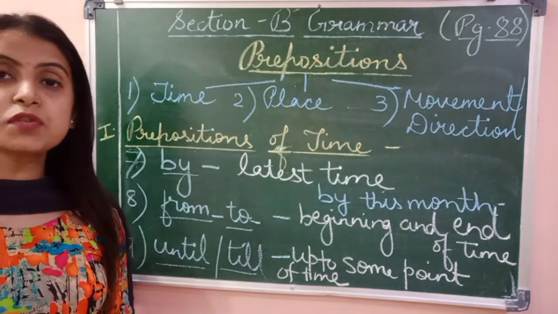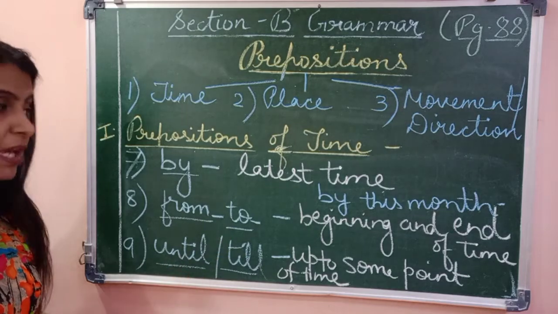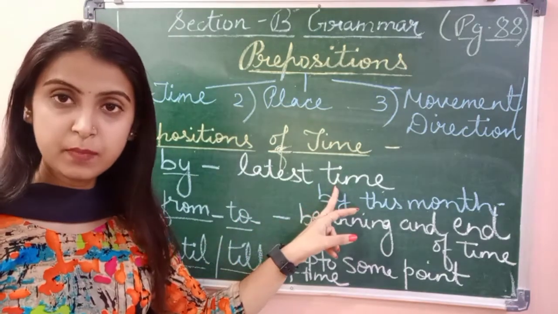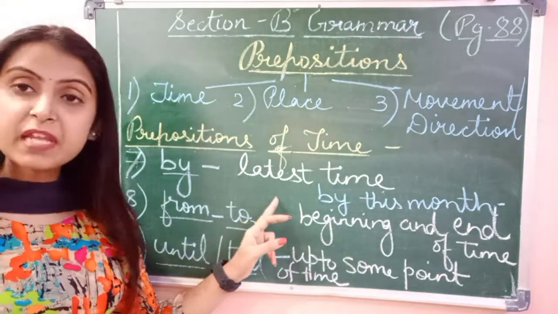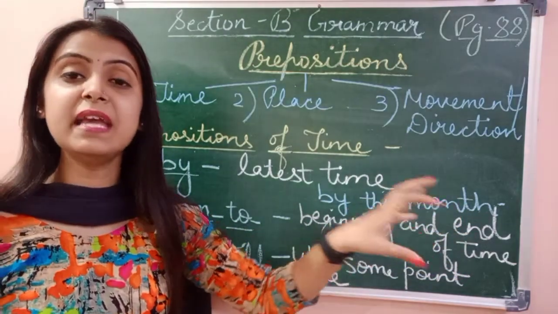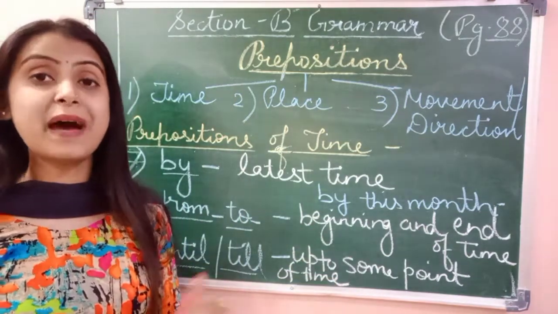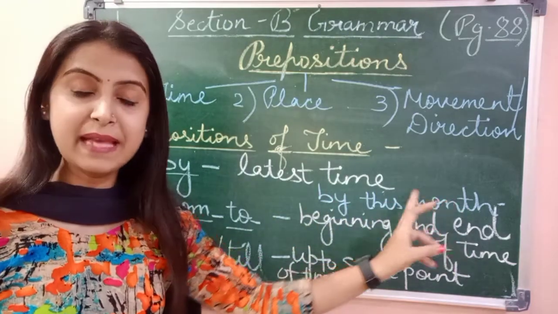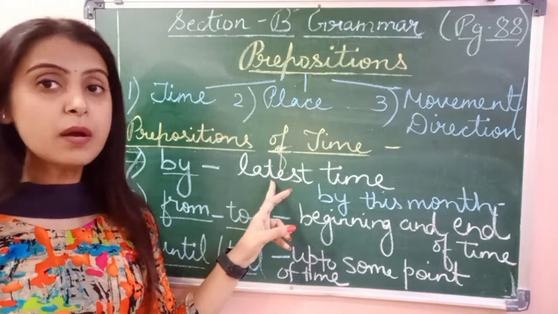Some other prepositions of time are by, from, to, and until. Okay. Now, by shows the latest time or the maximum time. Okay, for example, I say, I will finish reading the novel by this month. It means the maximum time is by the end of this month. Okay, before that only I'll finish it. Maybe I finish it by the 20th or by the 25th or by the 28th, but I'll do it by this month. It means the end of this month is the latest time or the maximum time.